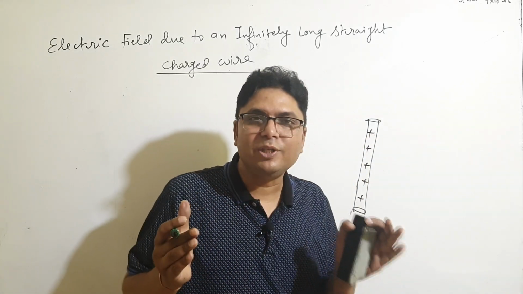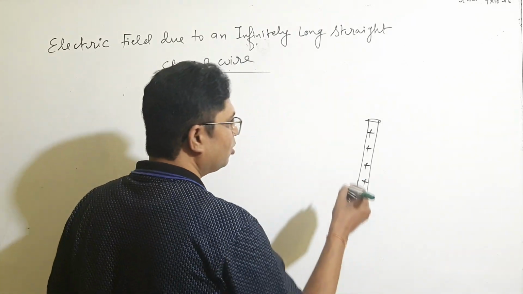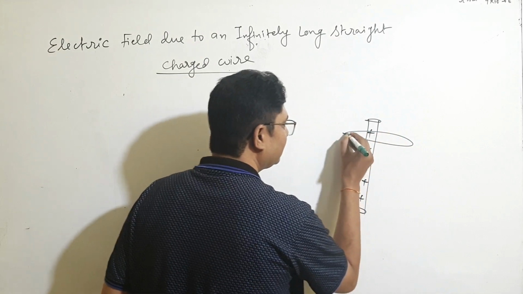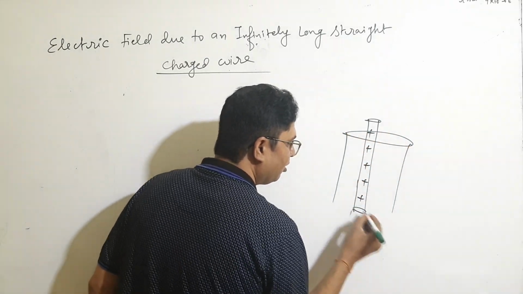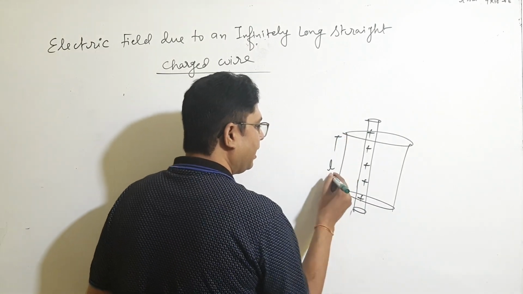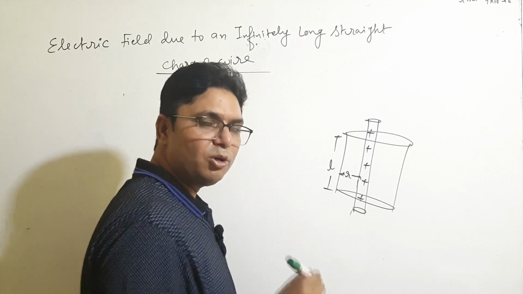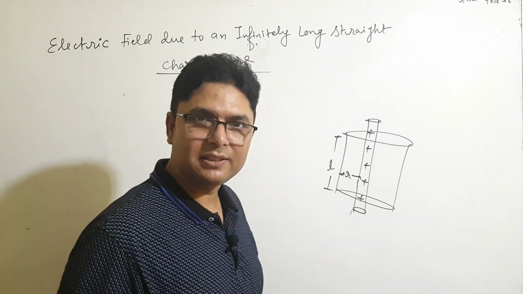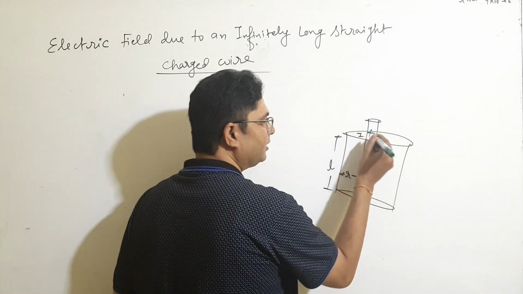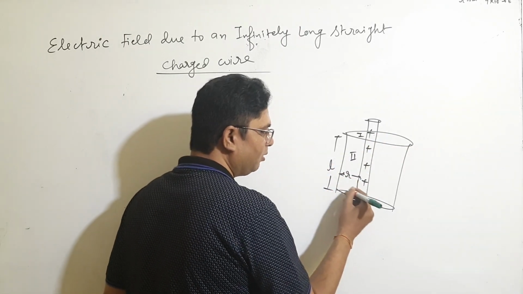When you draw a Gaussian surface, the Gaussian surface is cylindrical. So let us draw a cylindrical Gaussian surface. This is a cylindrical Gaussian surface of length L and radius R. So a cylindrical Gaussian surface has three surfaces. Surface number 1, top surface. Surface number 2, curved surface. Surface number 3, base.